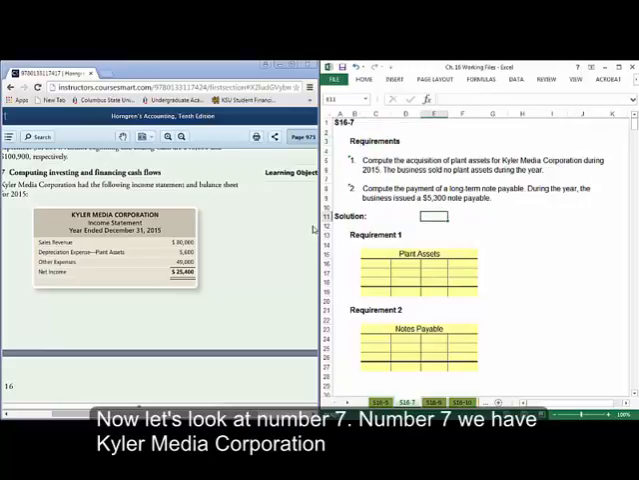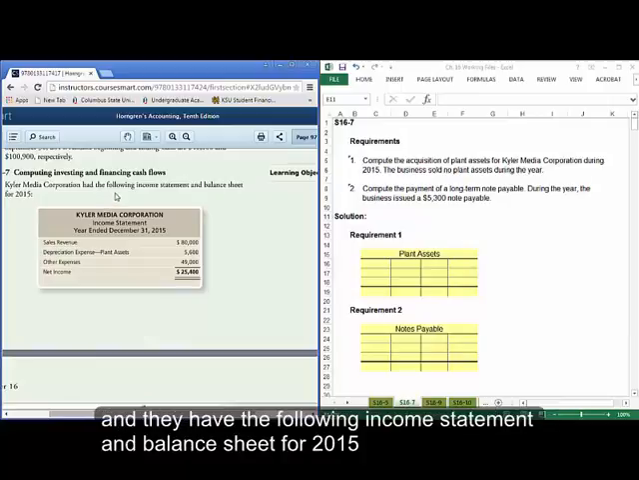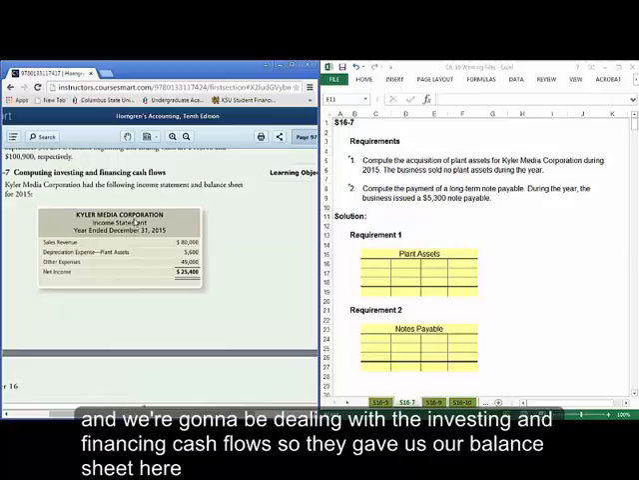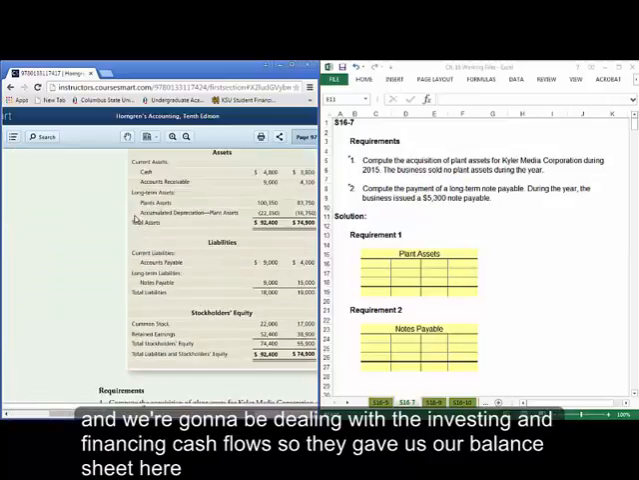Now let's look at number 7. So number 7, we have Kyler Media Corporation, and they have the following income statement and balance sheet for 2015. And we're going to be dealing with the investing and financing cash flows.